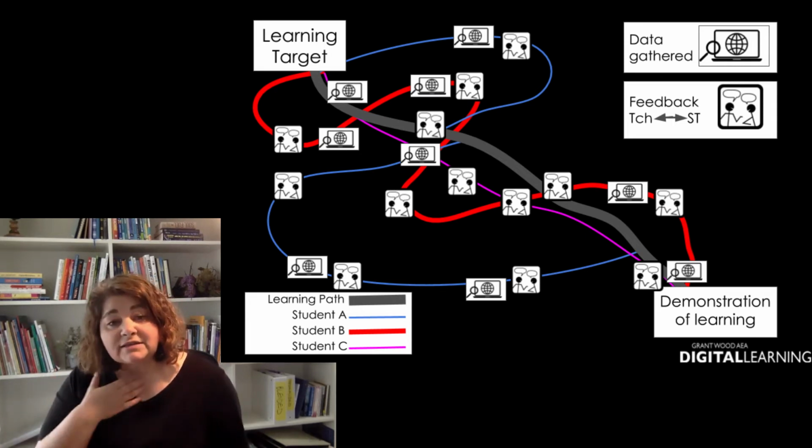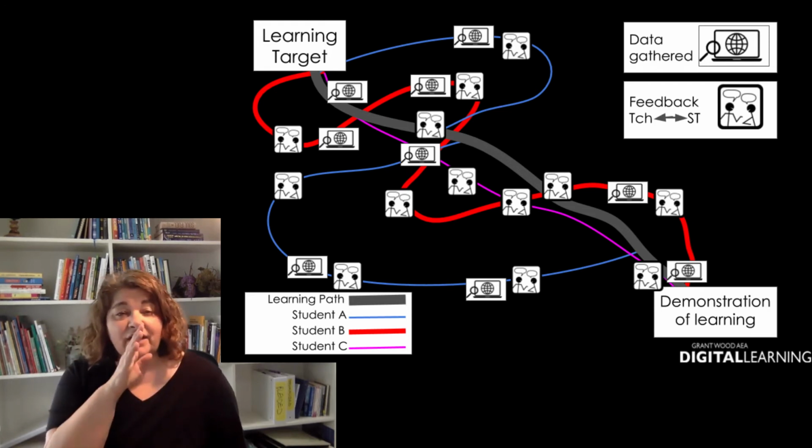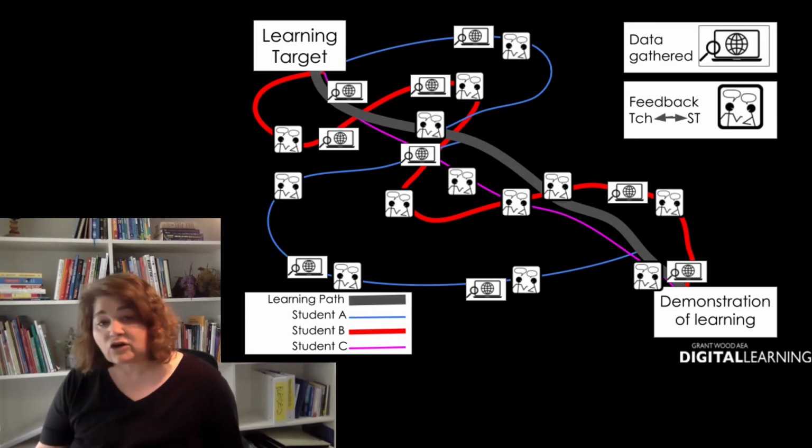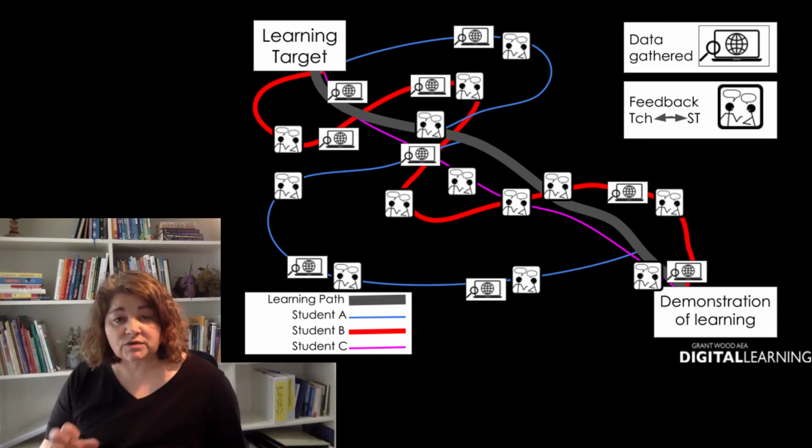But if you look at this illustration, you see that there are several different colors of paths. We have a gray one, we have a blue one, a red one, and a pinkish purple one. The gray path is the way that the teacher expected the learning to go, from the learning target to the demonstration of learning. But all the other paths wind and cross and go round and round. Those are what actually happens through the learning process with students.